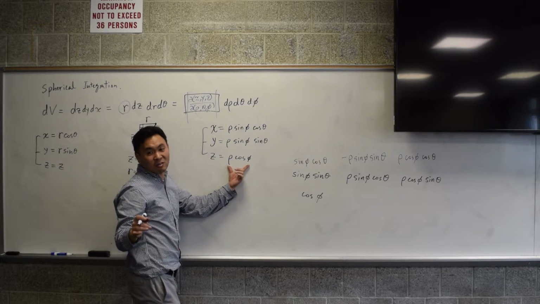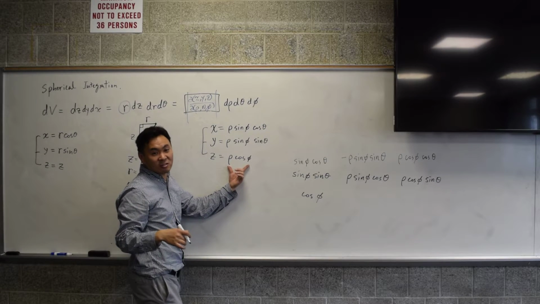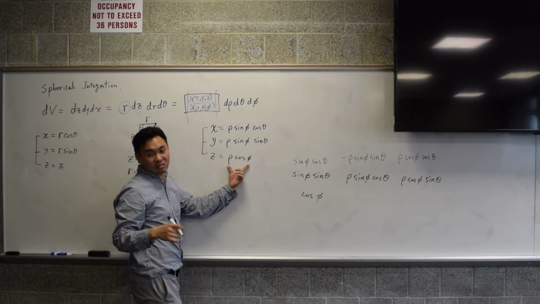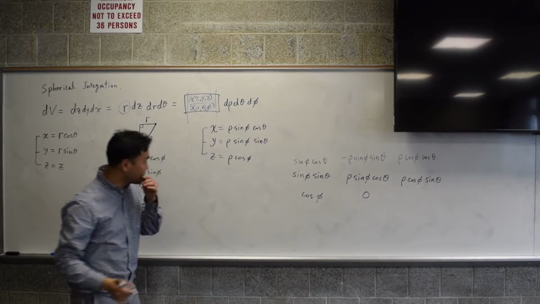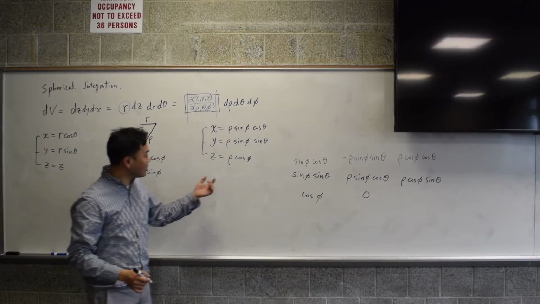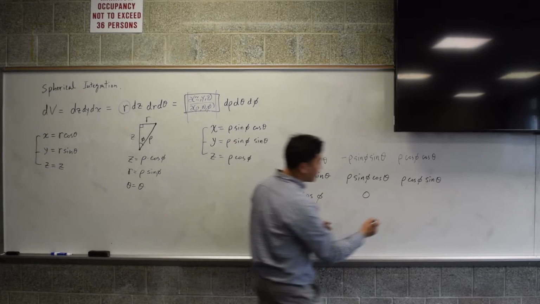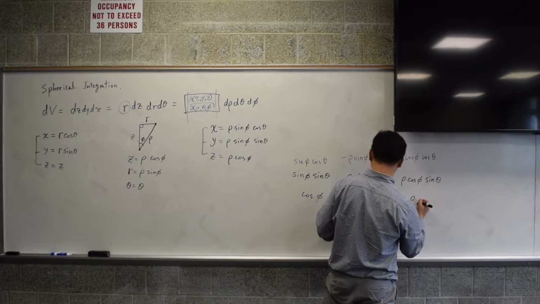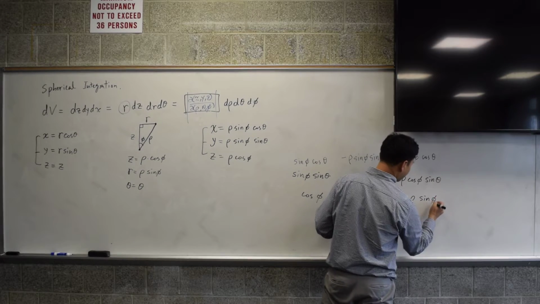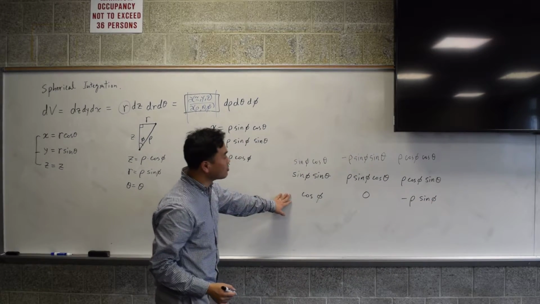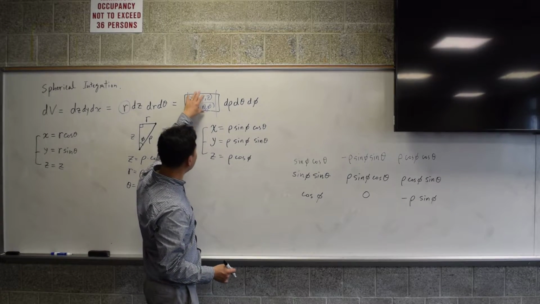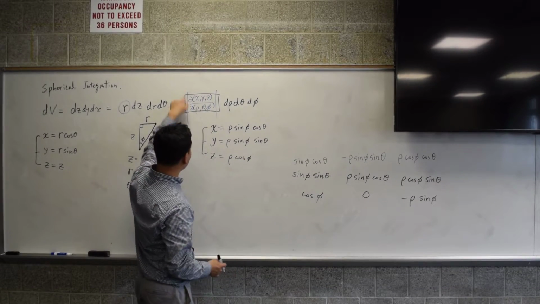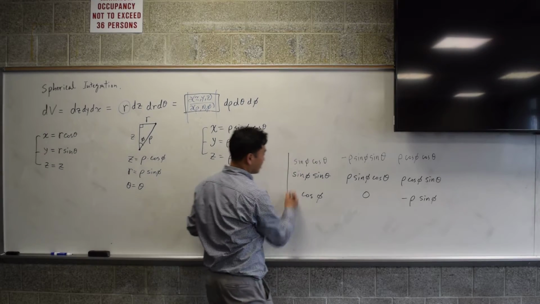If you differentiate a constant, you get 0. If you differentiate a constant, you get 0. Okay, and then if you differentiate by phi, that's negative rho sine phi. Okay, so this humongous matrix is what we have to use for this. I computed this and got this, and now finally I have to take the determinant.